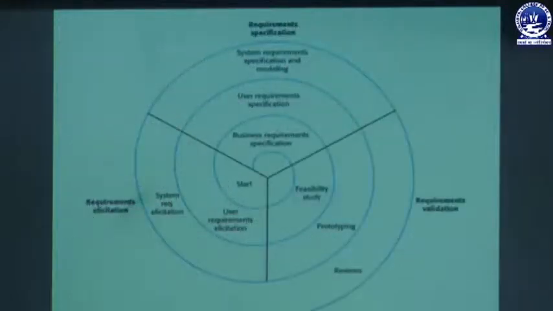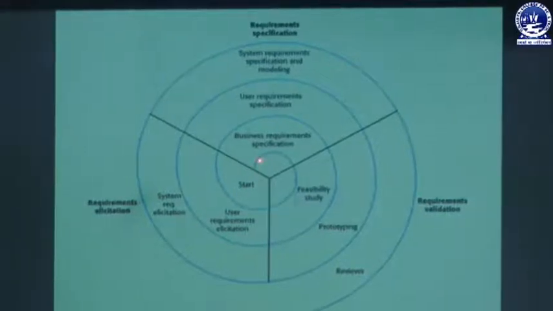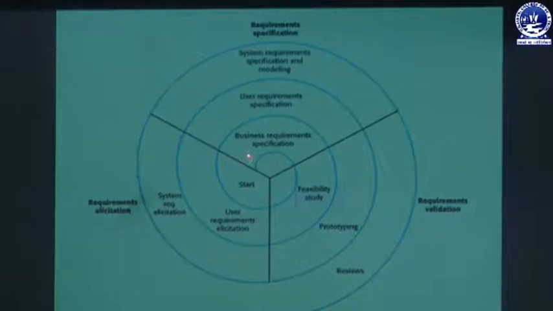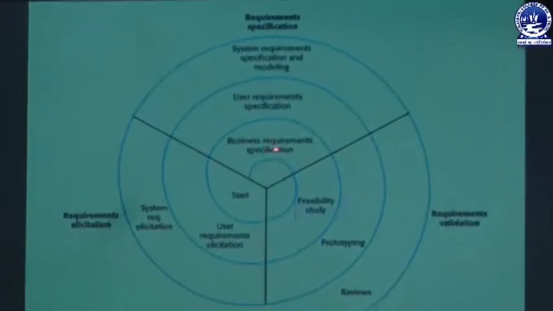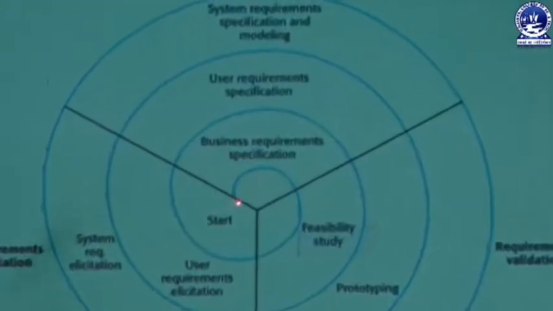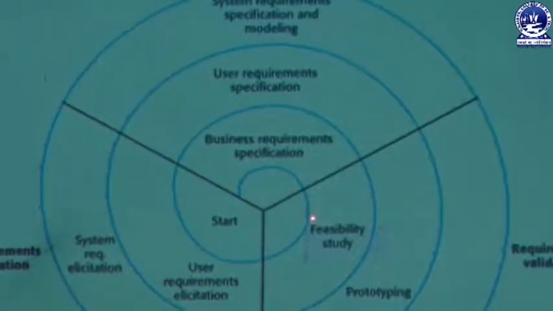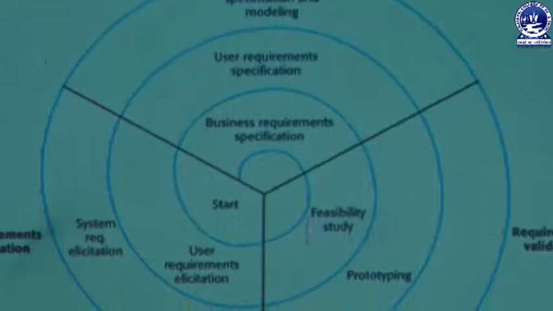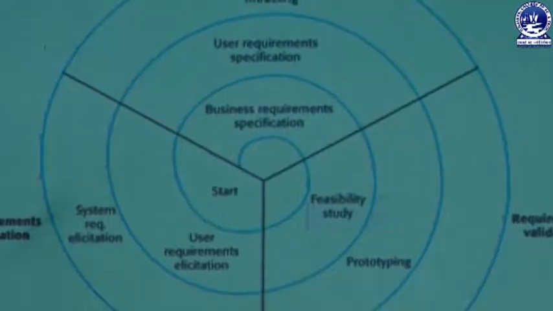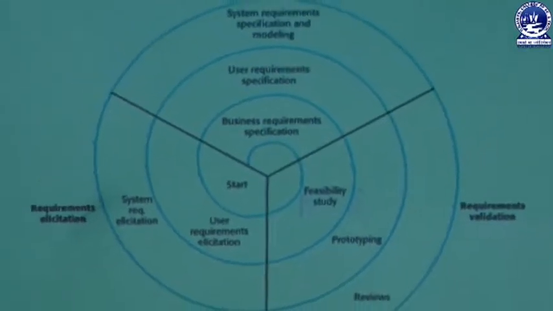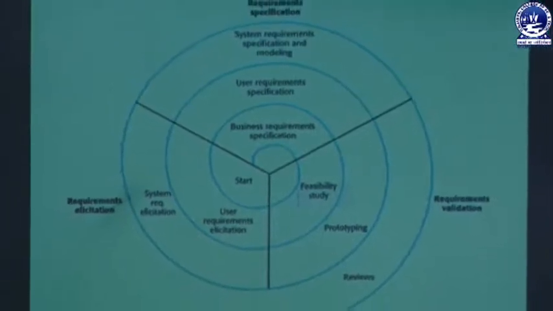So here we have a spiral view of the requirement engineering process. First we will start from here. Actually we are developing the software for a business purpose. So what is the business requirement specification here? For that business requirement specification, we will go for the feasibility study. So what does feasibility study mean? Feasibility study means: is it economically and technically sound or not?